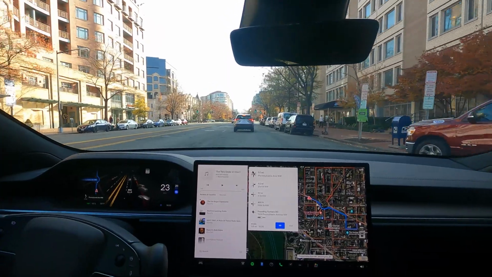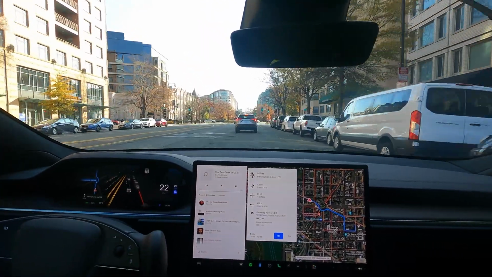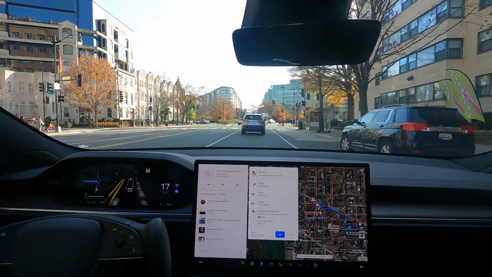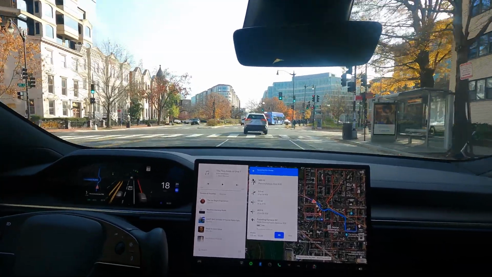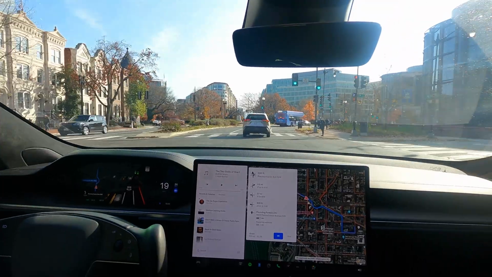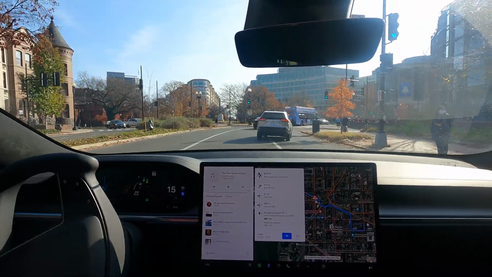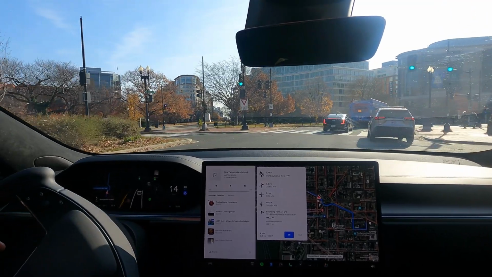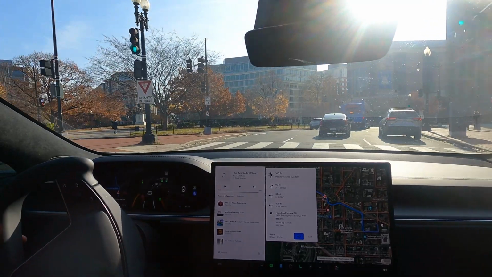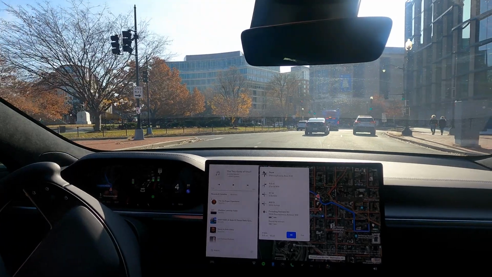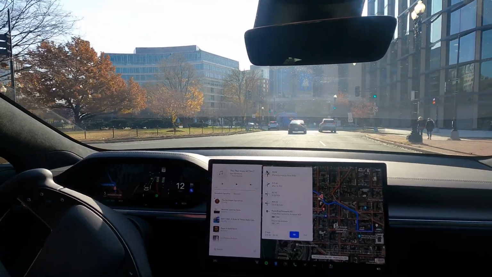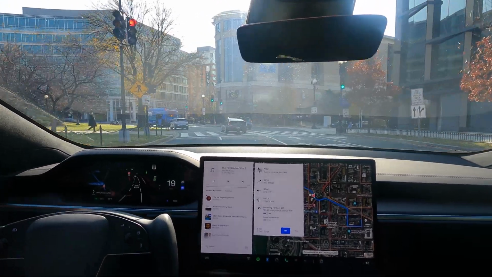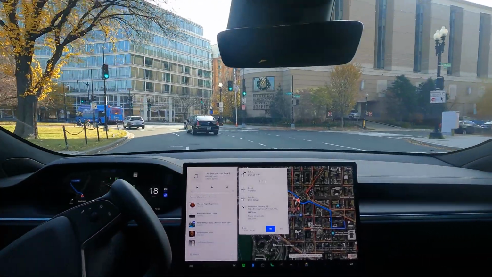All right, so here I am about to attack, let's call it roundabout number 2. Now this one should be a little bit better managed because there are, yep, exactly, lines that should clearly designate what path to take. So my hope is that FSD Beta does not let me down, and it successfully navigates through this one. It's actually doing pretty good.